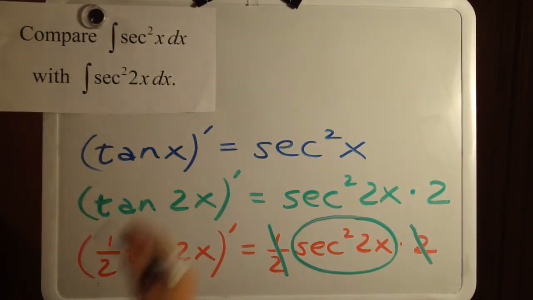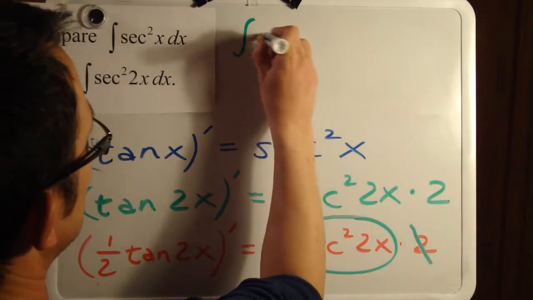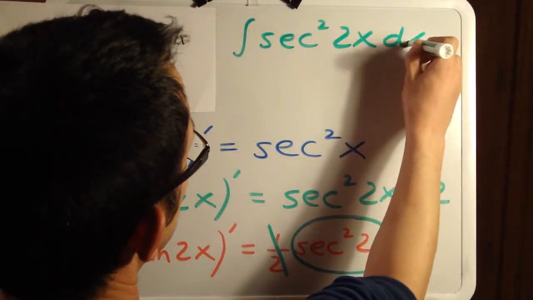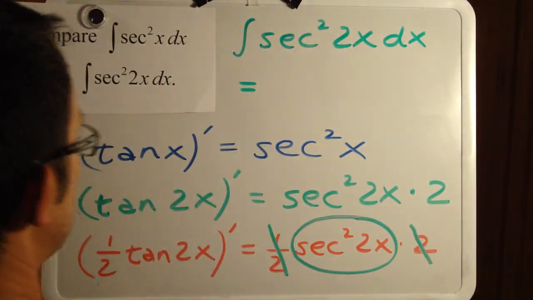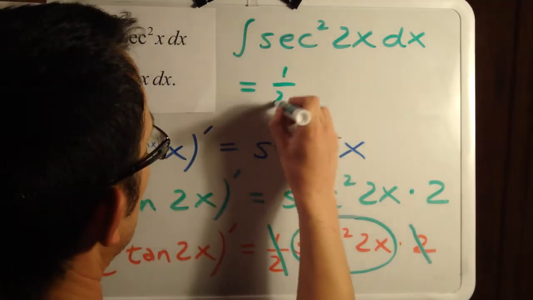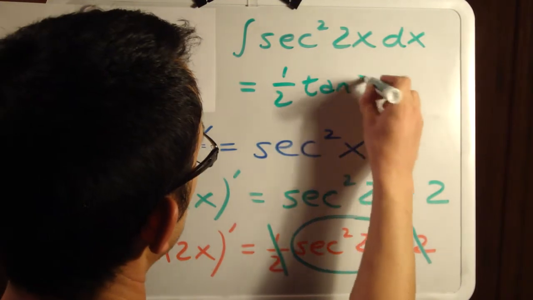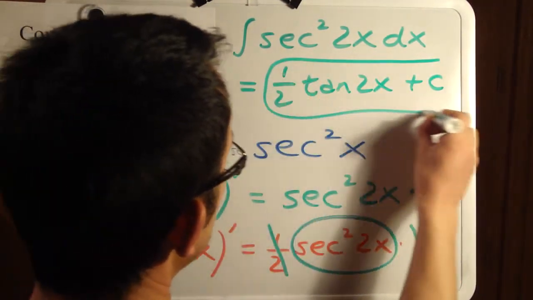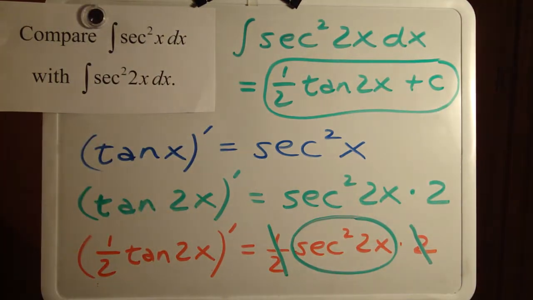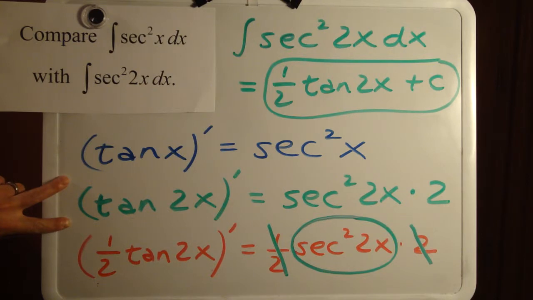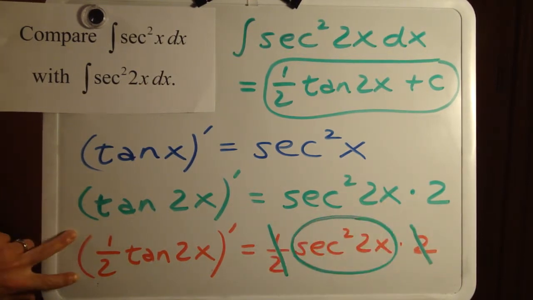So this is what I want you to get used to. We're going to integrate the secant squared of 2x dx, and the answer to this would actually be this function here plus c. So it would be 1/2 tan 2x plus a constant. So notice the way you get that is by a little bit of trial and error. You look at the basic function, a slight modification, and if it doesn't work out perfectly, you can just adjust the problem.